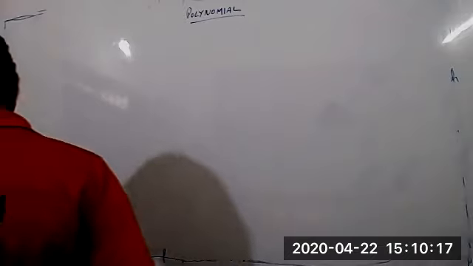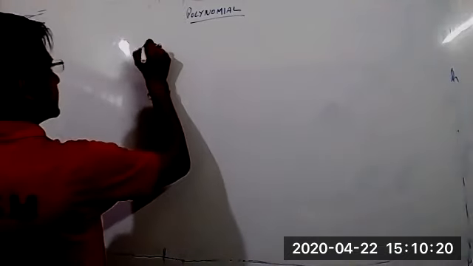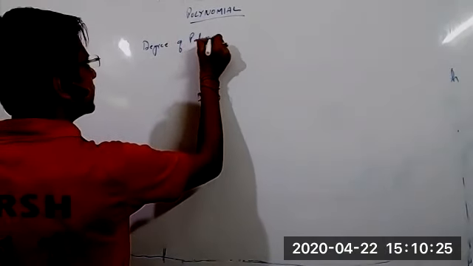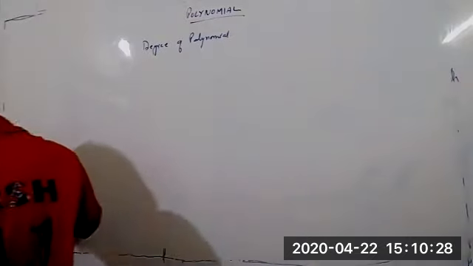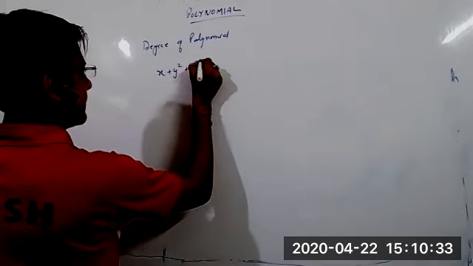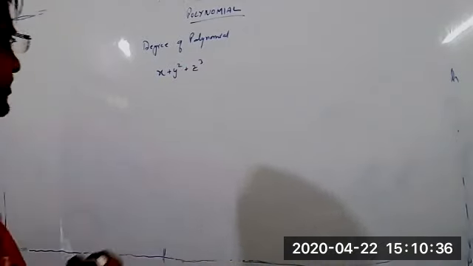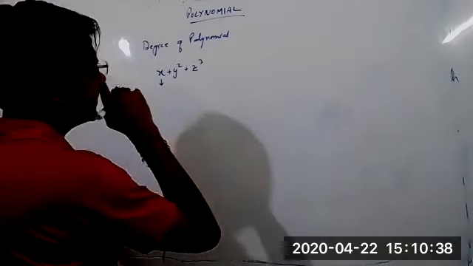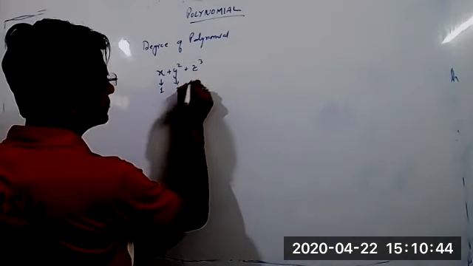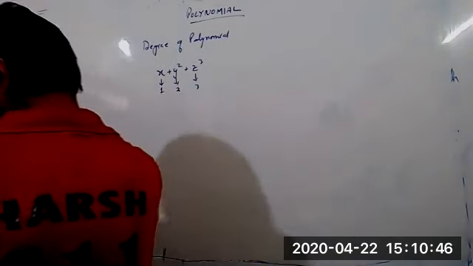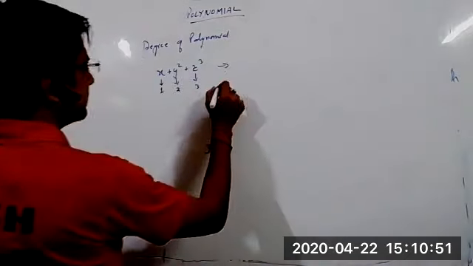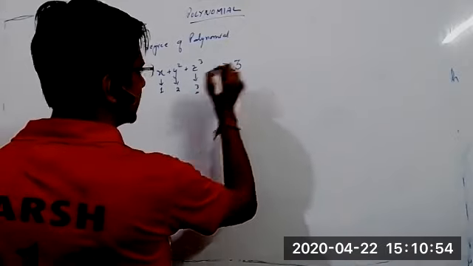Now I will talk about degree of polynomials. What is the degree of a polynomial? If the expression is this, you have to see each term and write the power. So here power is 1, here power is 2, here power is 3. So the maximum power will be the degree of this algebraic expression. Here it is 3, so degree is 3.